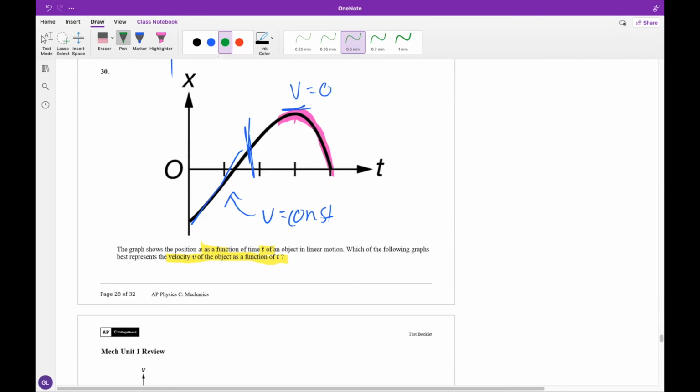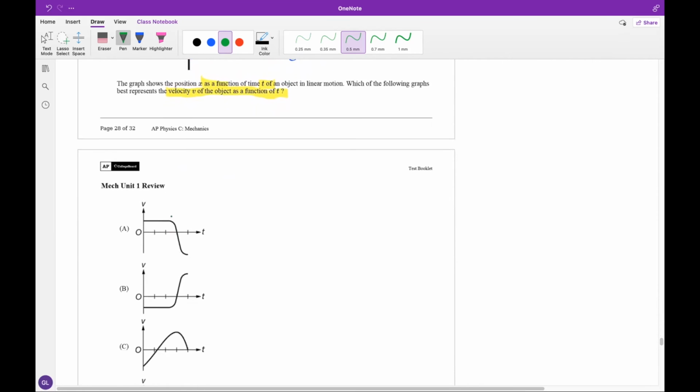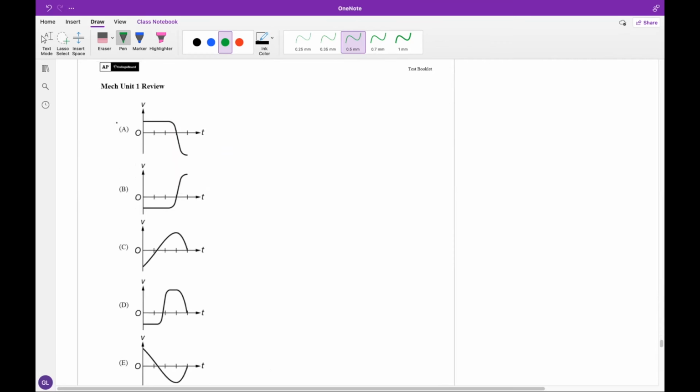So not only do we have a negative velocity, but we have a concave down function, which is the second derivative, which is the acceleration on a position graph. So we should expect a linearly changing velocity in this region after the second tick mark. So we're going to have a constant velocity and then a linearly changing velocity. So I don't think C works. Maybe A, B, or D work.